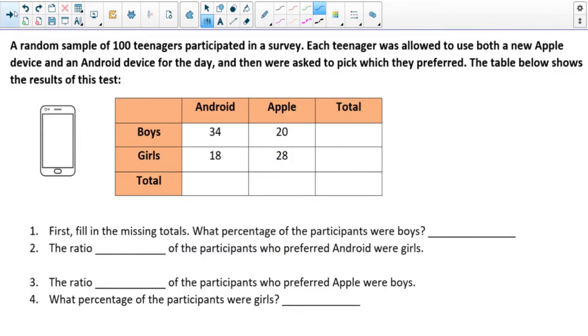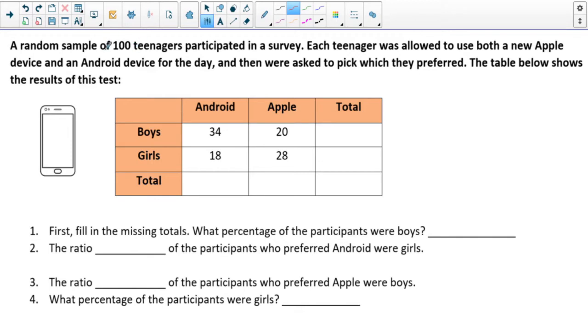So my first example here, I'm saying a random sample of 100 teenagers participated in a survey, and we allowed each teenager to use both a new Apple phone and a new Android device for the whole day, and then at the end of the day, asking them to pick which they preferred. So the table here shows the result of this test, and I'm asking you to fill in the missing totals first. So let's do that.